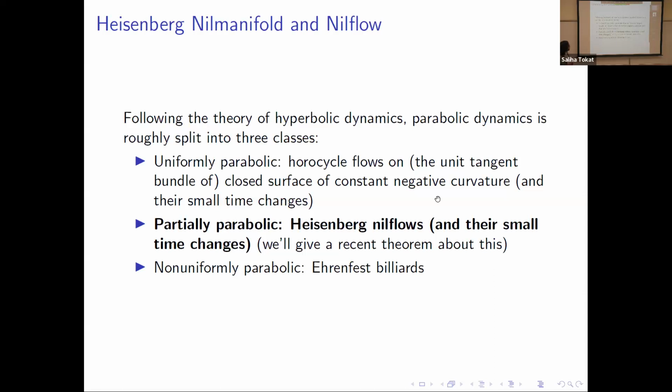In hyperbolic dynamical systems, there are three cases: uniform hyperbolic, partial hyperbolic, and non-uniform hyperbolic. Following this theory, we have the categories uniform parabolic, partial parabolic, and non-uniform parabolic. Horocycle flow is a uniform parabolic example. For partial parabolic cases, we have Heisenberg flows, and then non-uniform parabolic. The theorem continues from the definitions of the previous slides, and I will talk about Heisenberg flows.